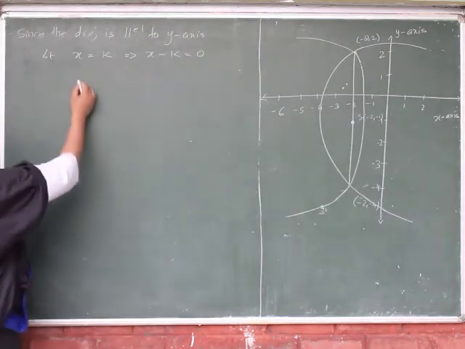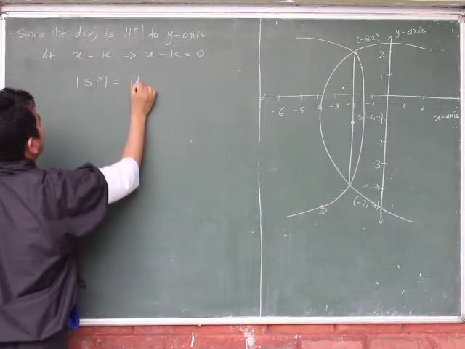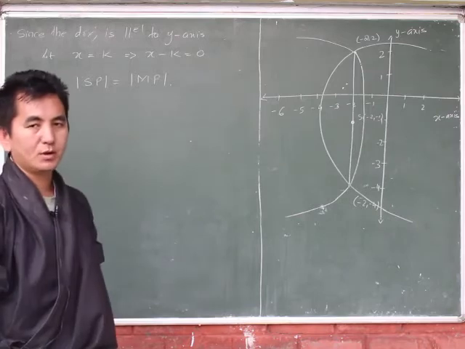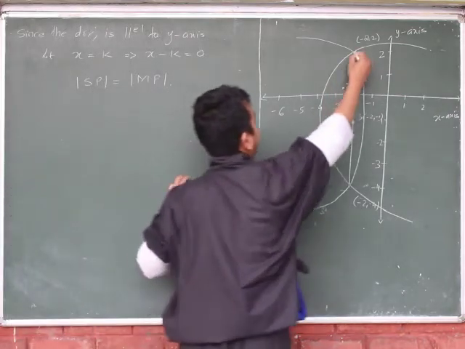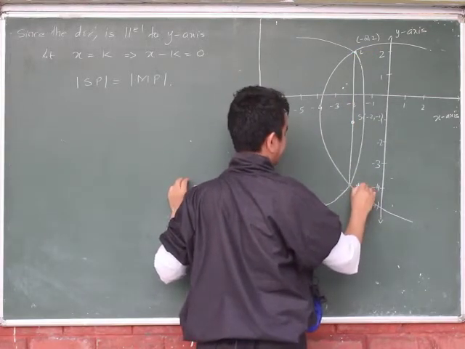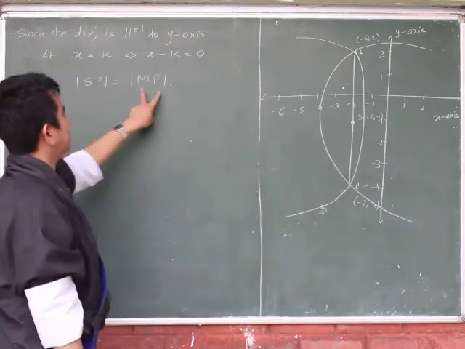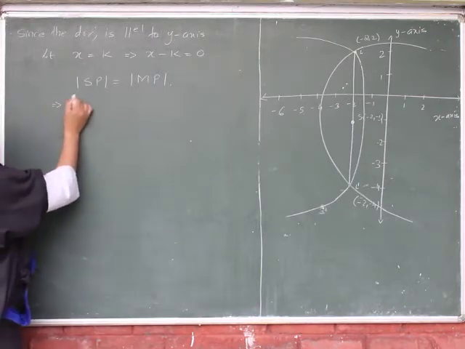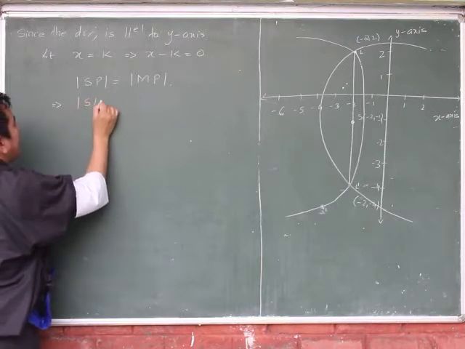We know the definition of the parabola is given by modulus of SP equals modulus of MP. Let me take this one as L and say this is L dash. Is that okay? It's a latus rectum. So modulus of SP equals modulus of NP. Now see this next step. Instead of modulus of SP, I am going to write modulus of SL.